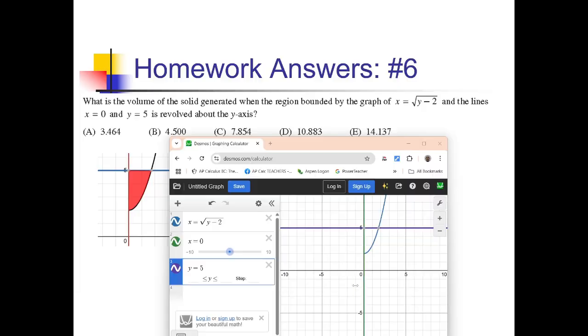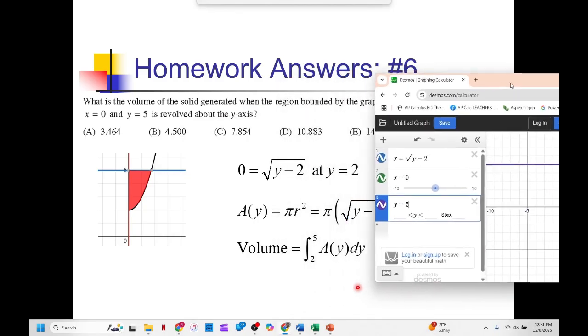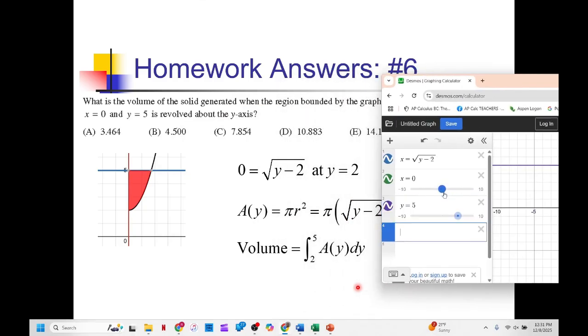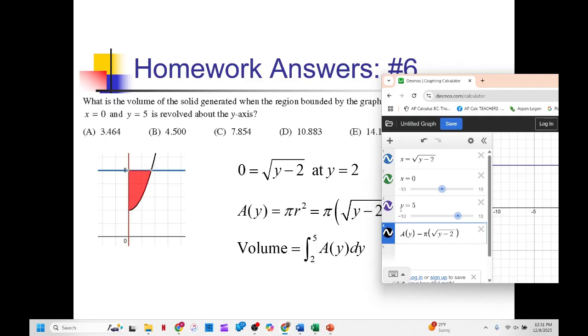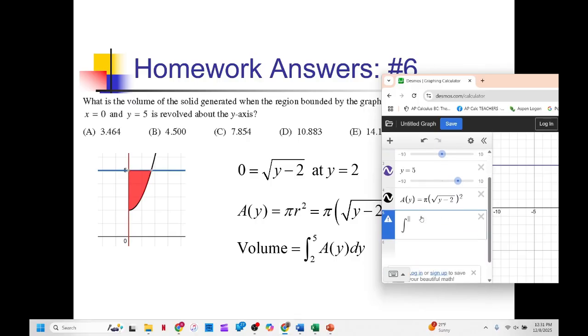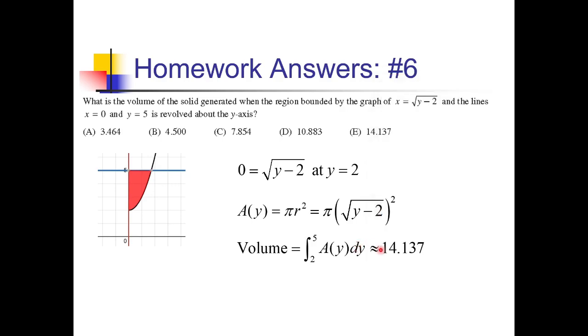Let's put all this in Desmos and see what it gives us. So we've got A of y equaling pi, and then we said square root of y minus 2, and that was being squared in a parentheses. So squared, great. And then the integral from 2 to 5 of A of y dy comes out to 14.137, which is choice E.